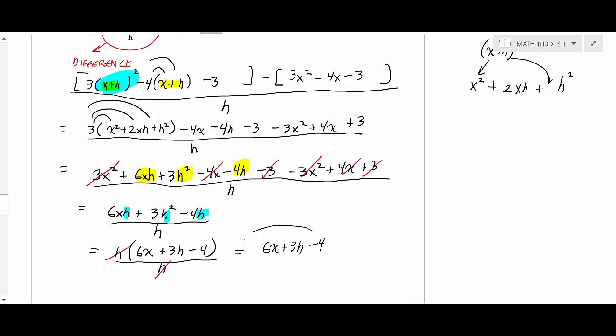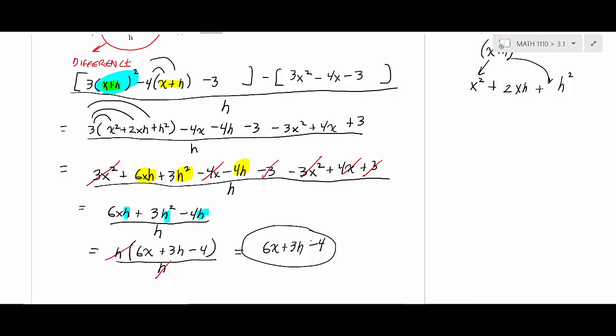Okay, how many people took calculus in high school, just out of curiosity? So you learned about the difference quotient and doing the limit as h goes to 0, okay? So it's the same idea, except we don't talk about the limit in college algebra. So you stop there, but you would be used to letting h go to 0 and getting the derivative. So we do that. Okay, so does anybody have a question about how I worked that out?